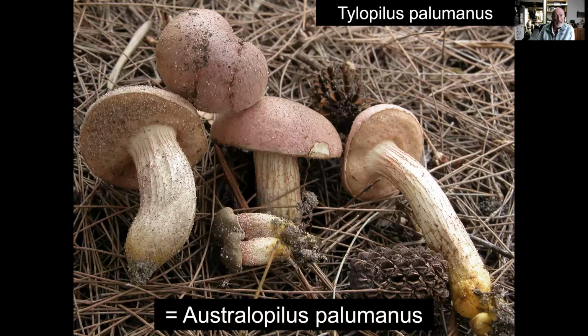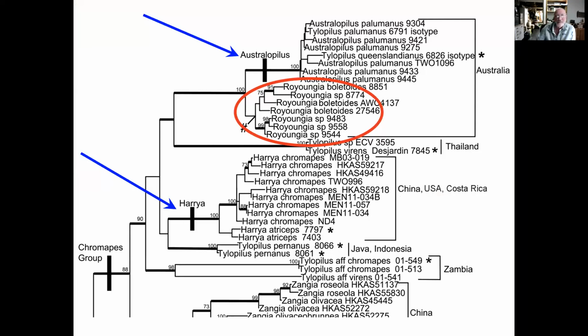And the ones that had a reticulum were called Palomanus, based on specimens collected from Paluma. It turns out that this group of stuff, these chrome-footed boletes, belong in another genus, which we described as Australopilus, completely different in the upper part of this gene tree, that Palomanus and Queenslandianus were all the same thing, and that true Harria from the US and apparently from China is completely separate. But embedded in the middle is this thing called Royungia, this truffle.